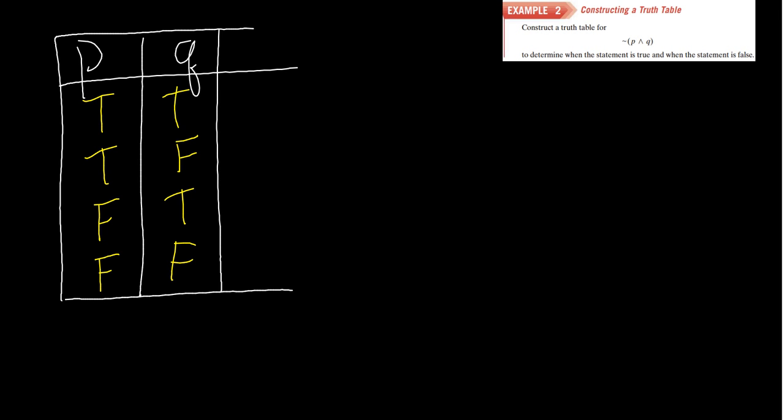Okay, so we've got true, true, false, false, and then true, false, true, false. Okay, so this is how we begin every single truth table.